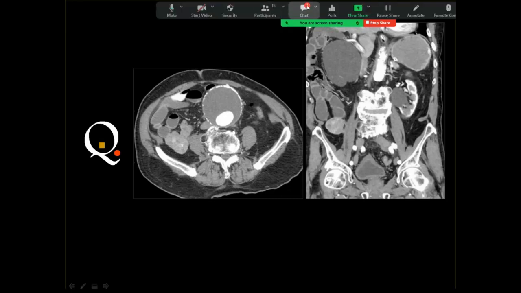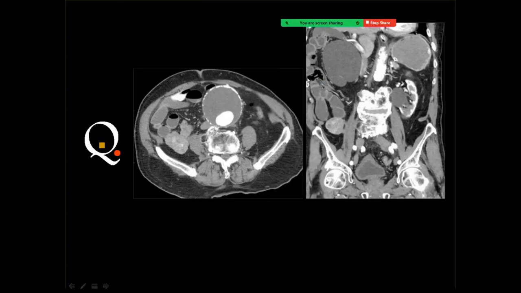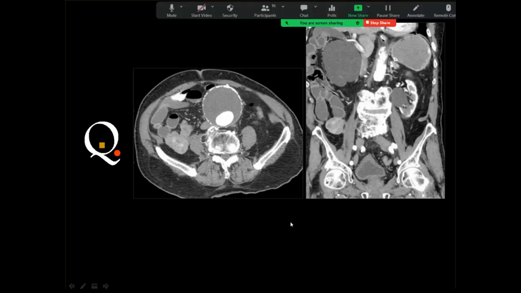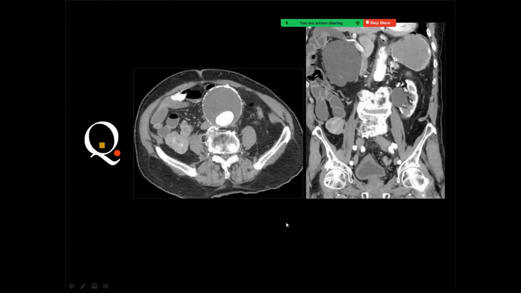Aortic aneurysm, and there is another lesion which is more important than the aneurysm itself. Okay, you see this mass, which is a solid, enhancing, homogeneously enhancing mass, and this is the site of the lesion. What do you think? Ileocecal area. A little bit away from the ileocecal region.